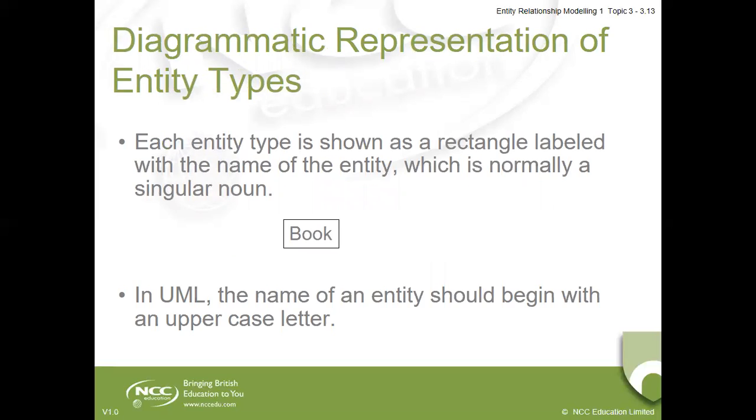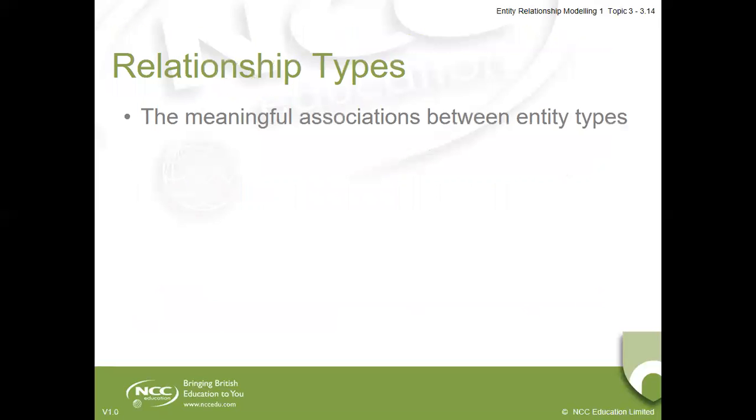Then entity types. Each entity type is shown as a rectangle labeled with the name of the entity, which is normally a singular noun. An entity should be a singular noun. Then in UML, the name of an entity should begin with an uppercase letter. That's why a book is not started with a small b. It's supposed to be a capital letter B.